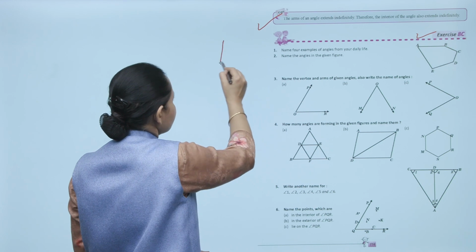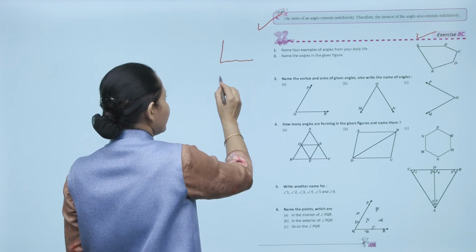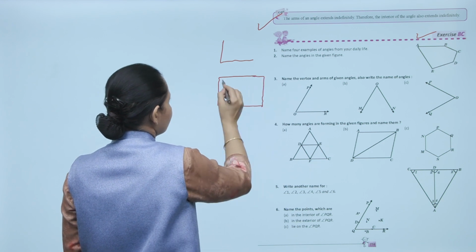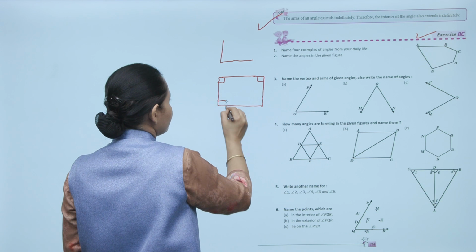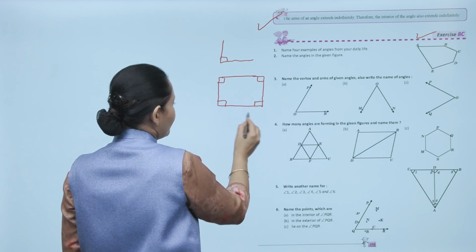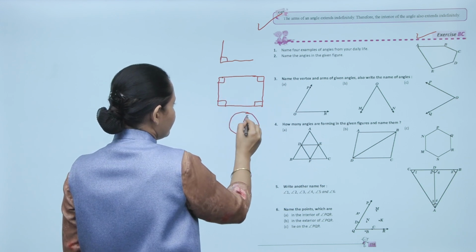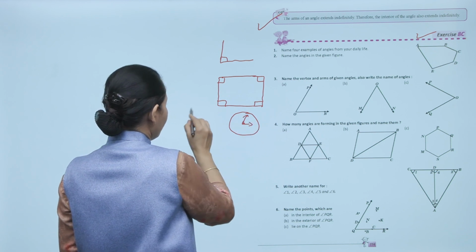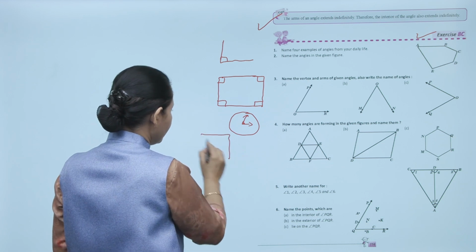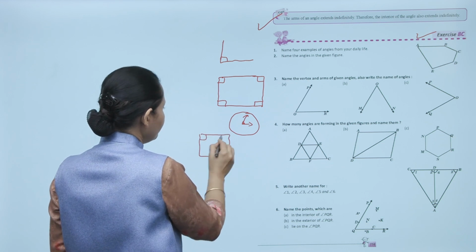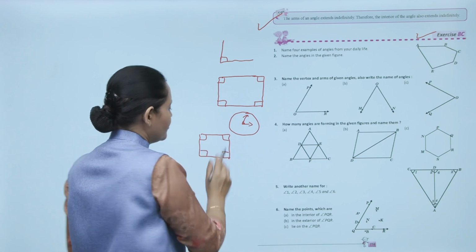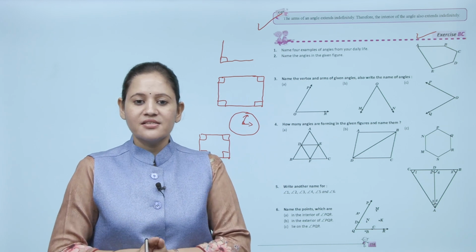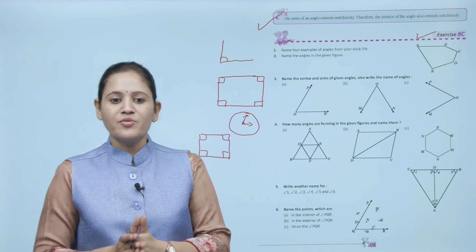2 adjacent ends of a chair, 2 adjacent ends of a table, a clock, or a blackboard. Adjacent sides of the blackboard form angles. So, you can think of more examples of angles in your daily life. You have to practice all the questions. We move to the next topic.